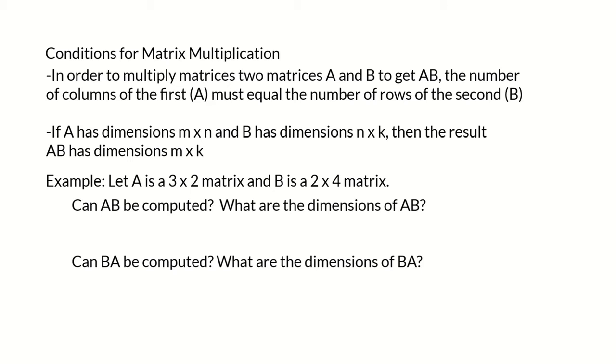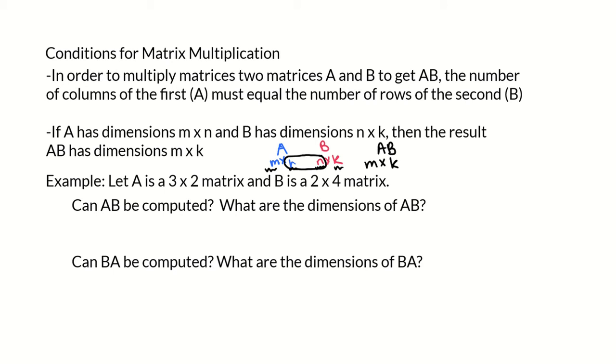If A has dimensions m by n, and B has dimensions n by k, then the result matrix AB is going to have dimensions m by k. So what that means is, based on the previous condition, the columns of the first match the rows of the second, which is true. These numbers n match, and the result AB is the two leftover dimensions. So AB in this case would be an m by k matrix.